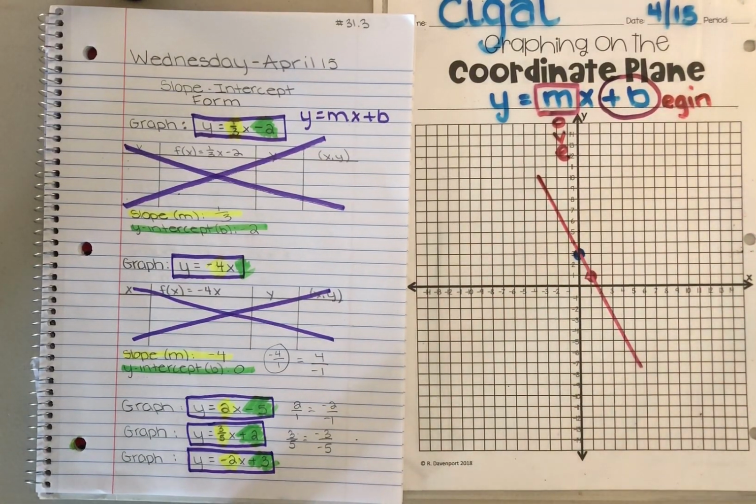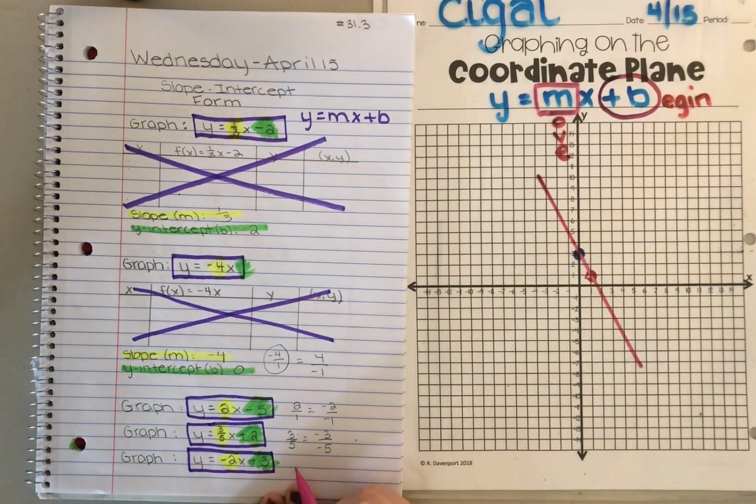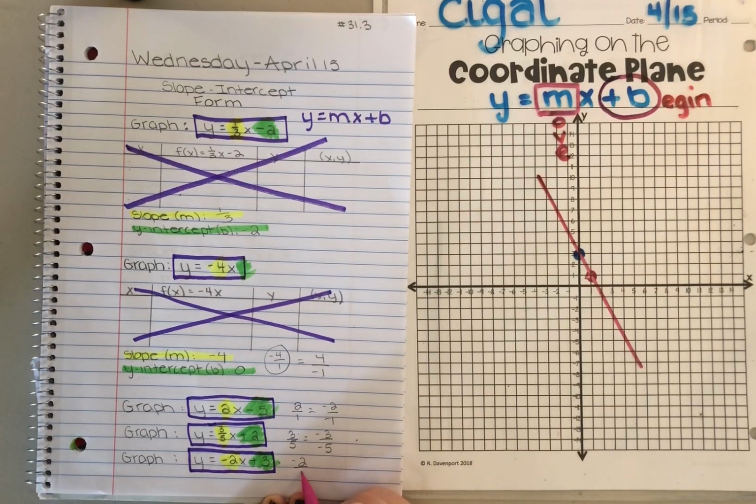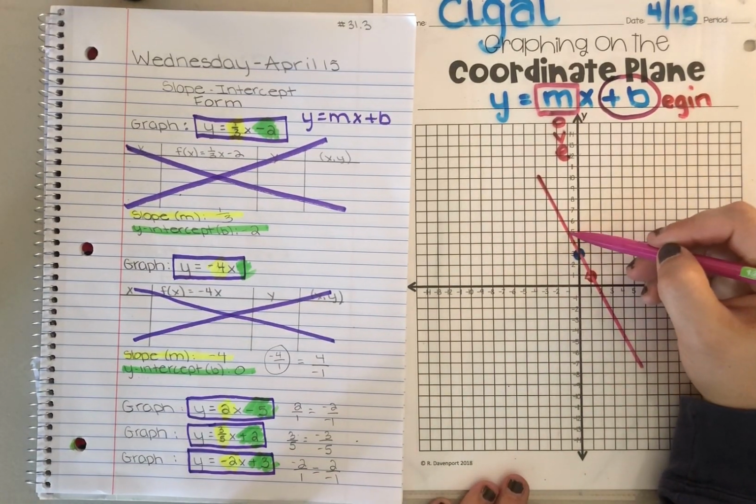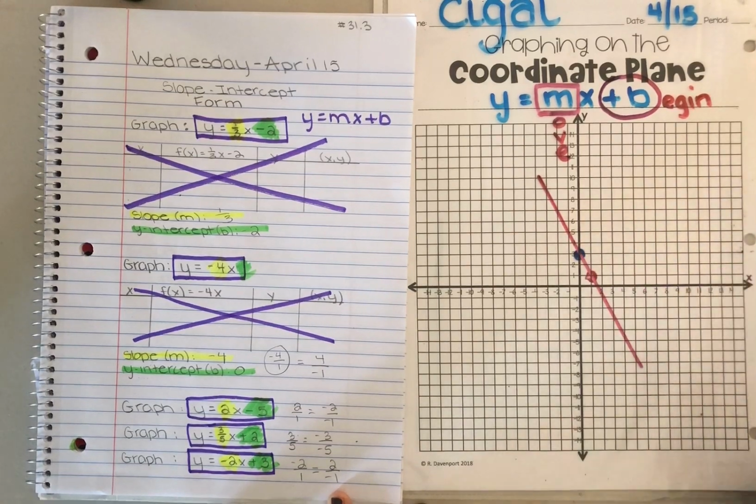But if you wanted to check for accuracy, just remember -2 can be written as a fraction, -2 over 1. And this is the same thing as +2 over -1. So I could be going up 2 in the positive direction and left 1 in the negative direction to get the same thing.